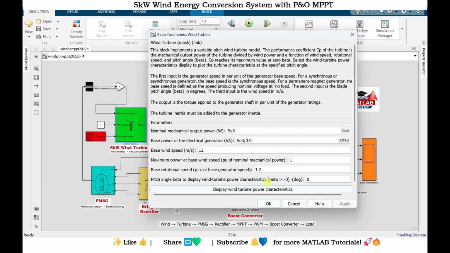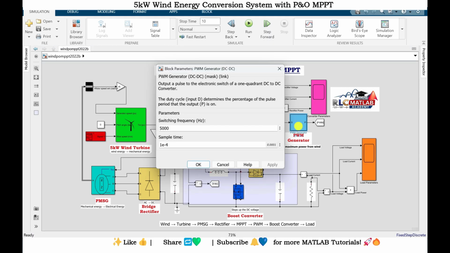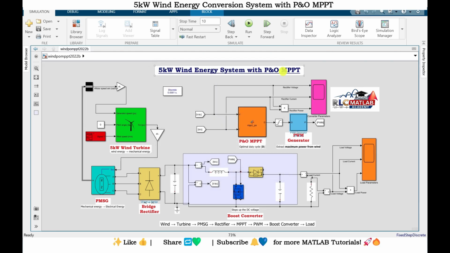The rest of the things are the same. We need to change them based on our requirements. The rating is 5 kilowatt, and 5 kilowatt divided by 0.9 is the wind turbine rating. Next, this is the PMSG, and this is the PO MPPT. The output of PO MPPT, the duty cycle, is given to the PWM generator. The switching frequency we have used for the PWM generator is 5000 Hz.